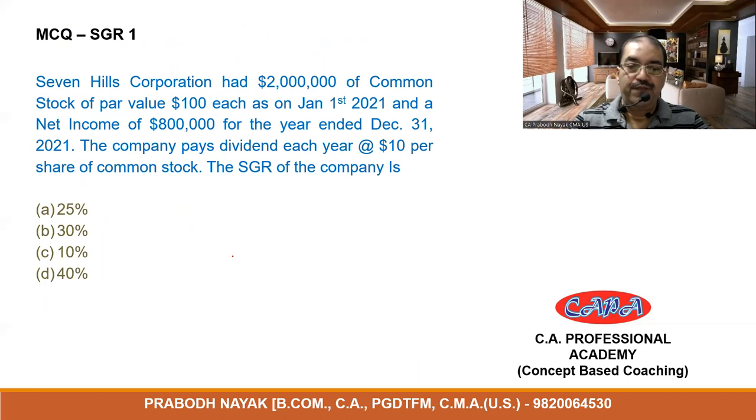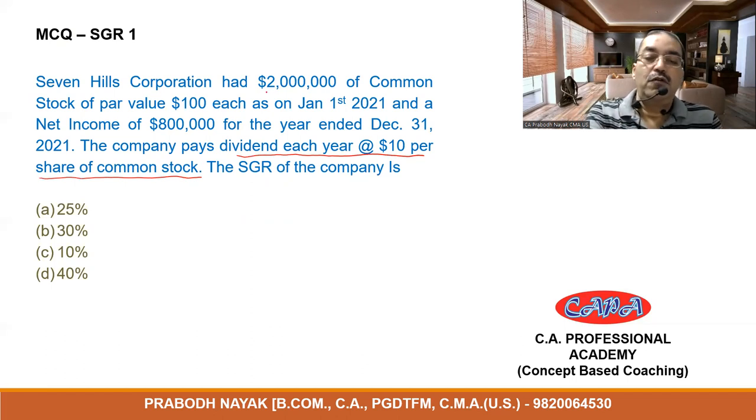Seven Hills Corporation had $2 million of common stock of par value $100 each as on January 1st, 2021, and a net income of $800,000 for the year ended December 31st, 2021. The company pays dividend each year at the rate of $10 per share of common stock. So DPR is not given. They have given instead dividend each year, $10 per share of common stock.